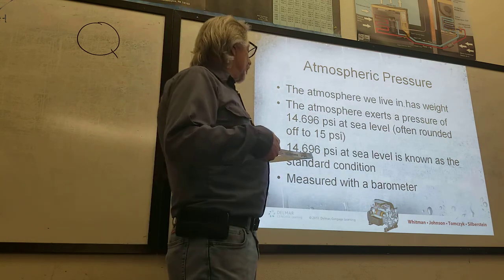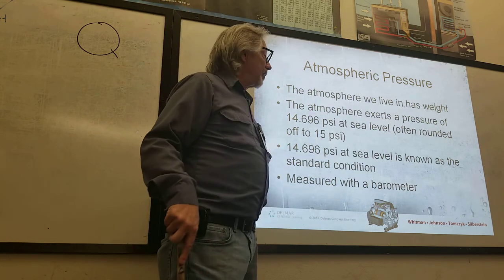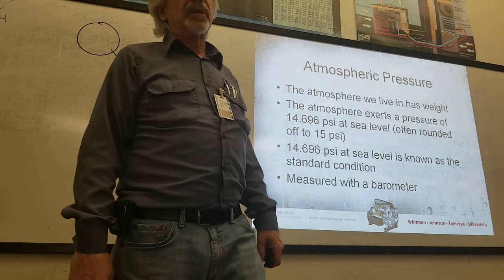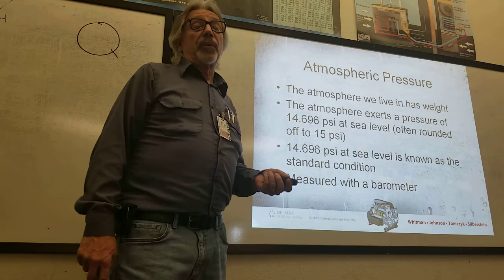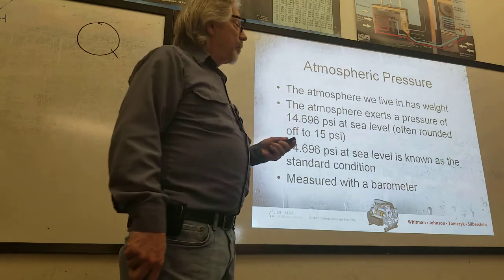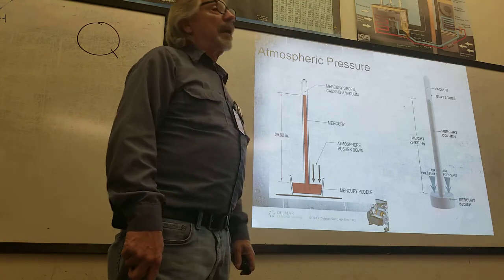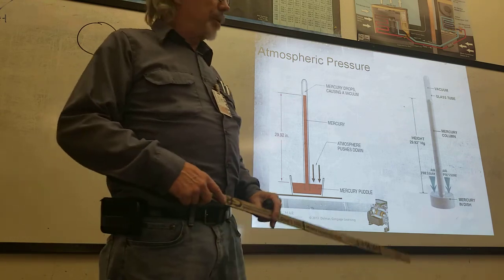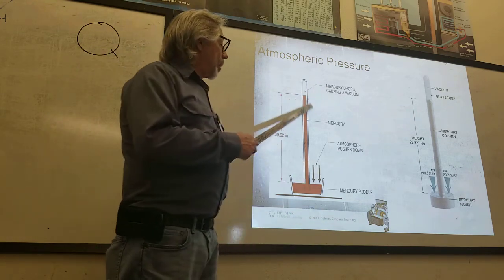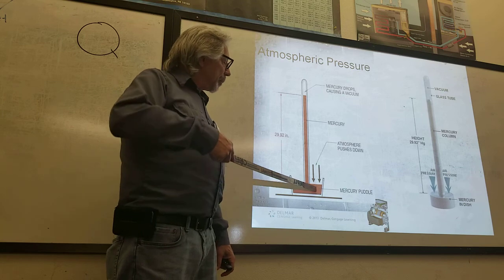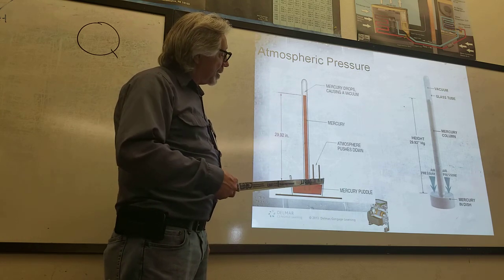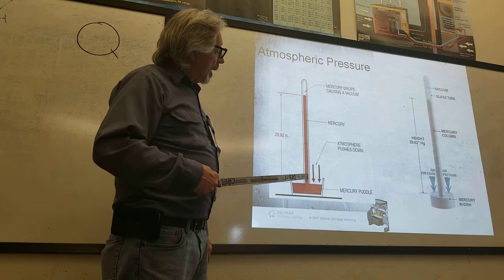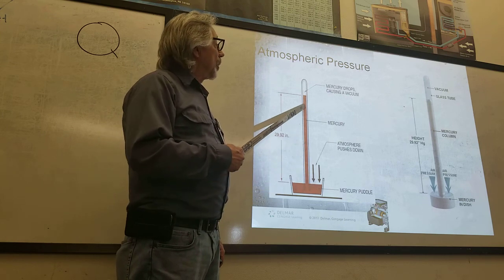Okay, so 14.696 PSI at sea level is known as the standard conditions. It's also measured with a barometer. Now we have another measuring device, the mercury barometer. This mercury barometer has mercury at the bottom of this dish. The atmosphere pushes on this mercury, and as it does, it pushes the mercury up this column.